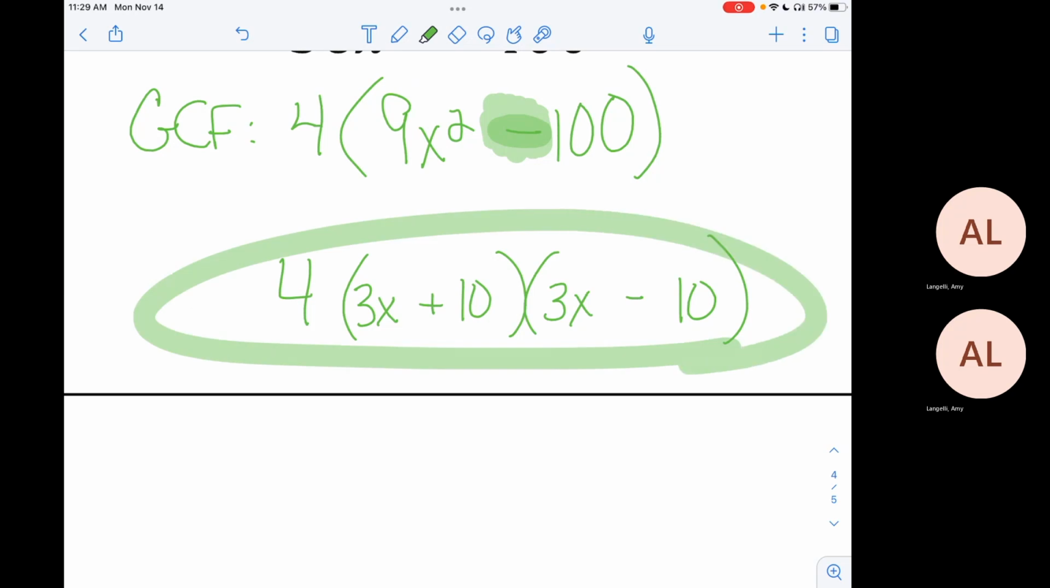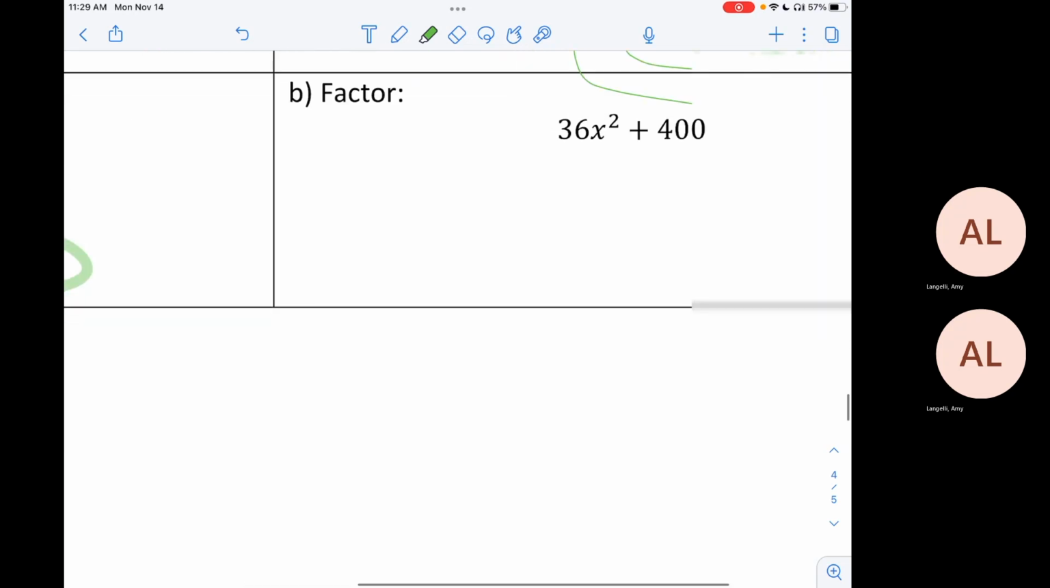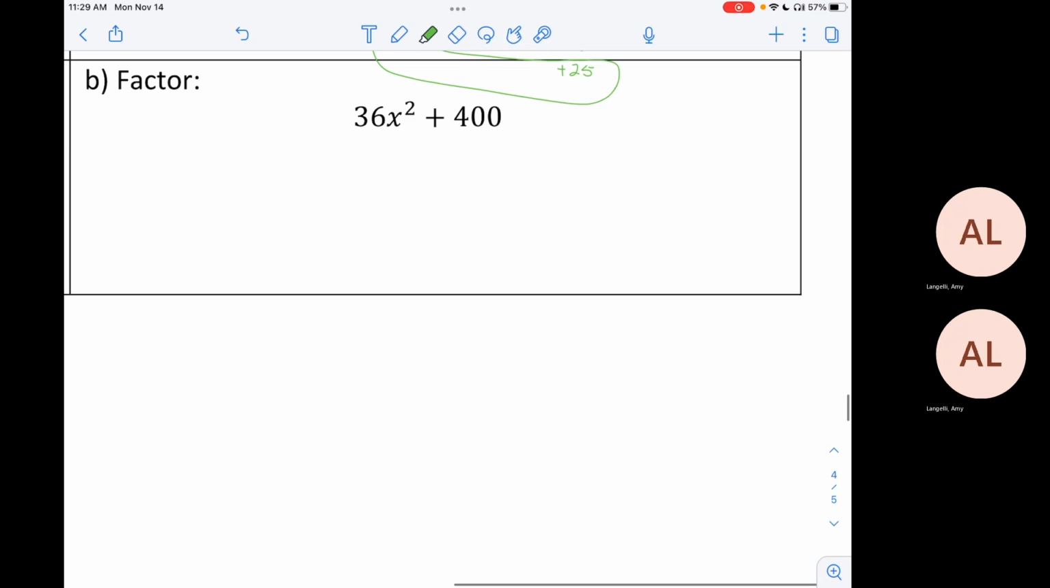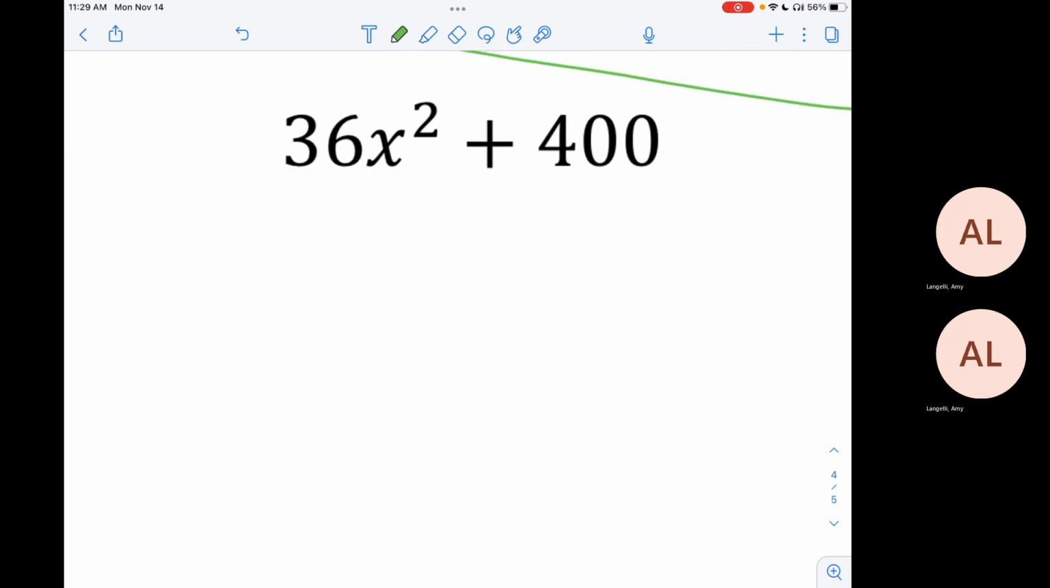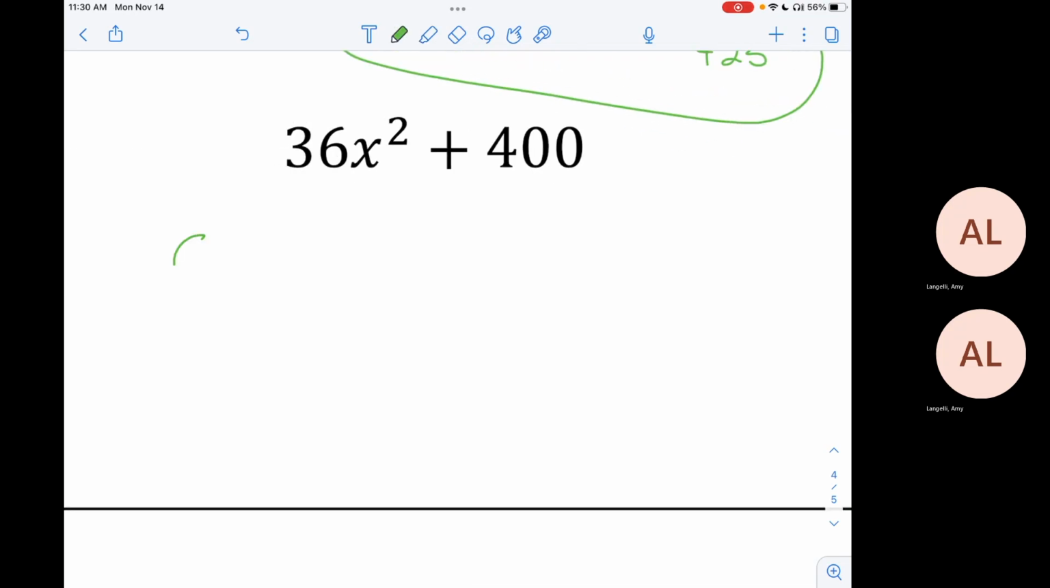You're done there. Now we're going to compare that to the exact same problem, but look what I did to the middle sign. I just made it the sum. So let's take out our GCF of 4. That should always be step 1. It's still going to be 9x squared, and it's still going to be 100.